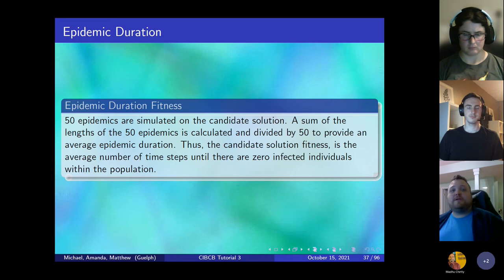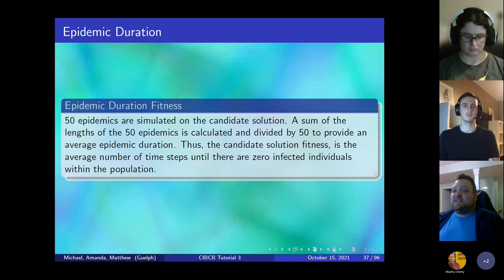And so now we're going to discuss some of the different fitness metrics we use to evaluate networks. First is epidemic duration fitness. So how long did the epidemic last? So we simulate 50 epidemics, and we sum the lengths of these 50 epidemics and divide by 50, which gives us the mean length of the epidemic. Thus, the candidate solution is the average number of time steps until there are 0 infected individuals within the population.